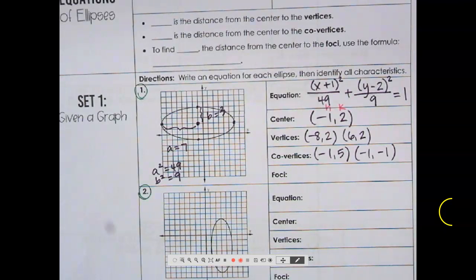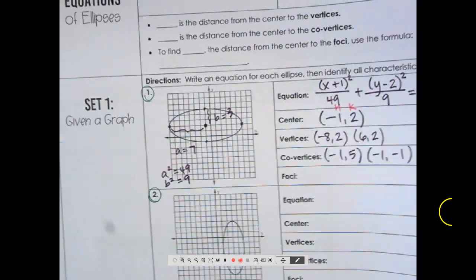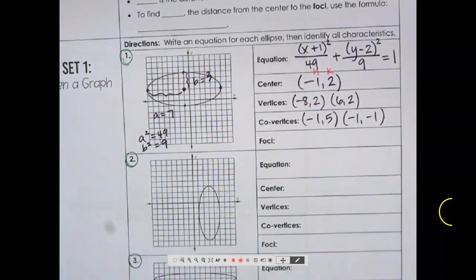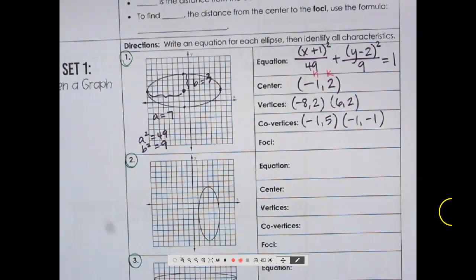Who has a question? All right, let's do number 2. Can you go back on that? Yep. Whenever you don't have the graph like that, like when it's circled already, and you have to find the vertices and co-vertices yourself, how do you do that? Like what we did on Friday?